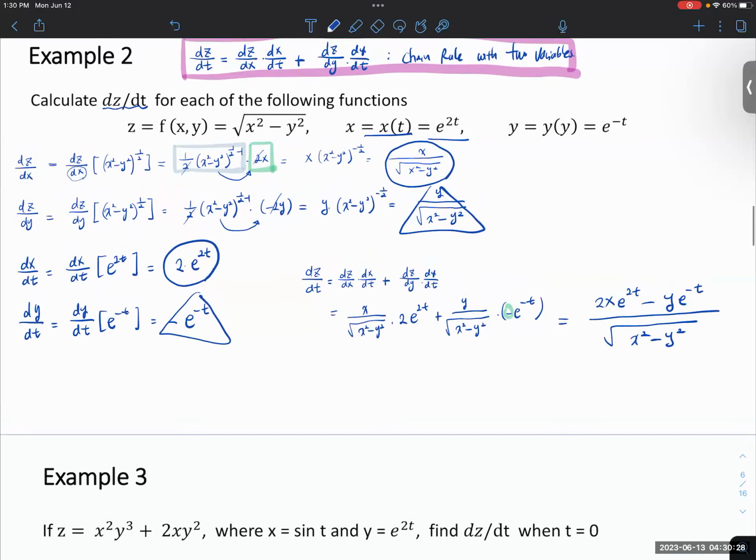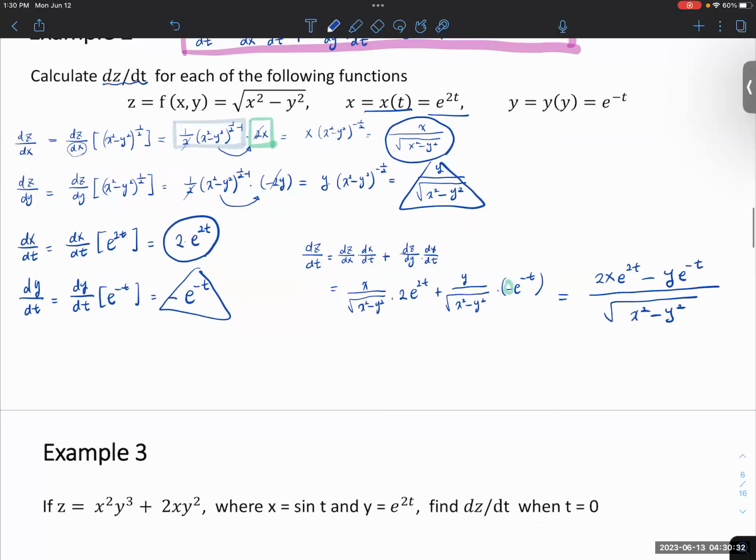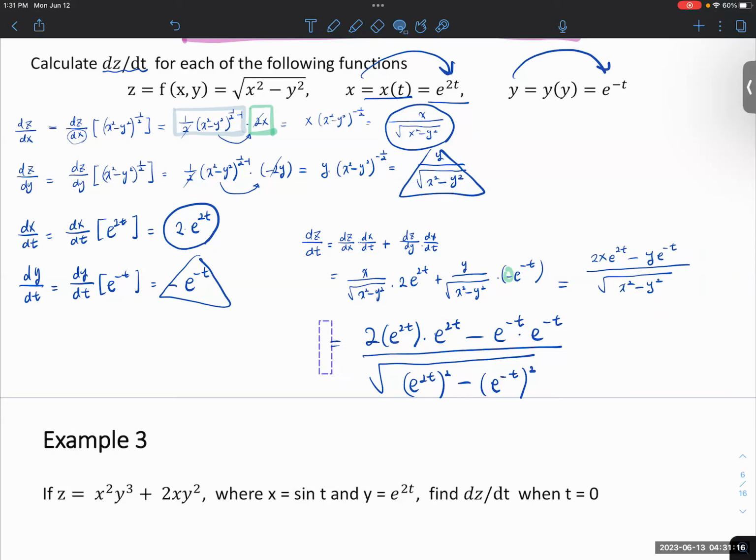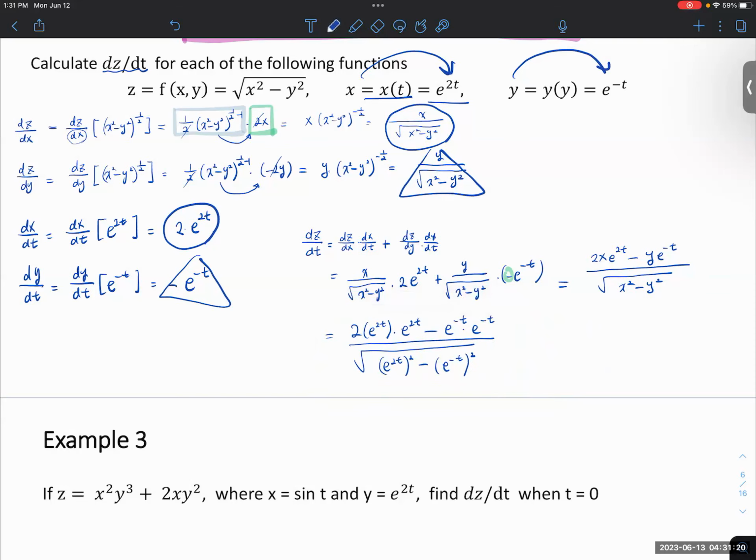You can stop here, but you can rewrite everything with respect to t. We know x is this, y is that, so you're going to plug back in. So therefore 2x is what? e to the 2t. Actually, let me write x first. Actually, my bad, x is e to the 2t. So we have 2 times e to the 2t, minus y, which is e to the negative t, times e to the negative t, over radical of x, which is e to the 2t, to the second power, minus e to the negative t to the second power. Let me minimize it, and then you can simplify the final answer.